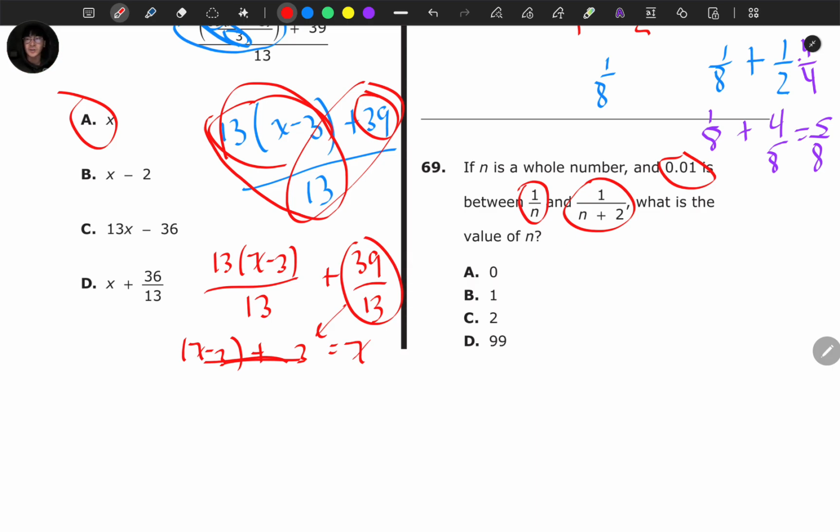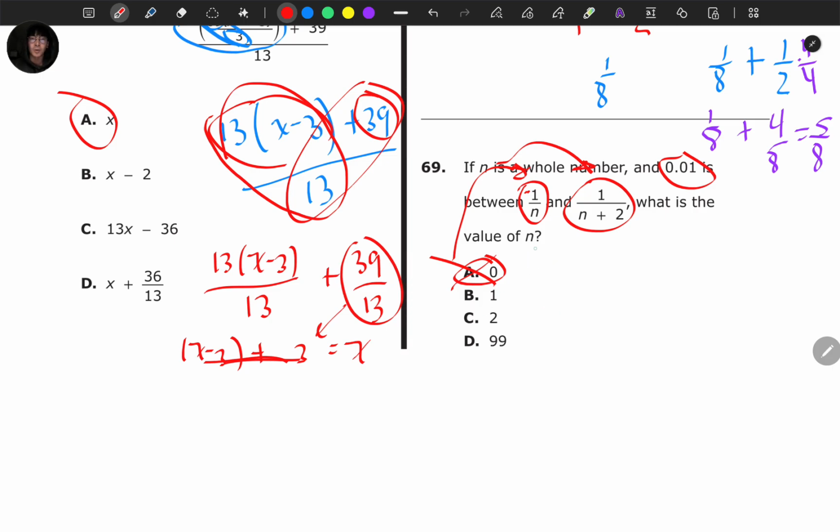So in order to do this, we can just plug in all the choices, right? So if I let n is equal to 0, and I plug this back into these bounds, well, what's going to happen? Well, look, there's a problem. It's going to be 1 over 0, but you cannot divide by 0, so this can't be it, right? Because this is going to be undefined. B, let's say for 1.